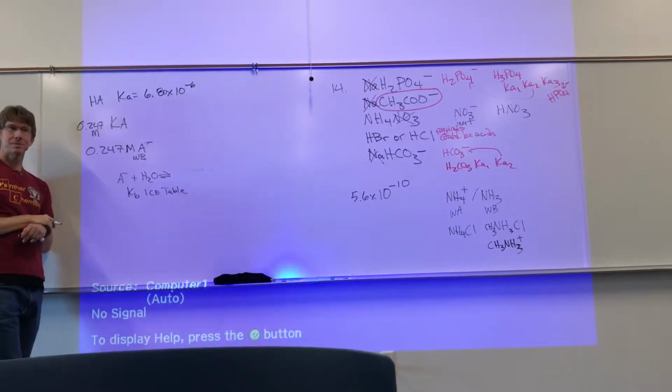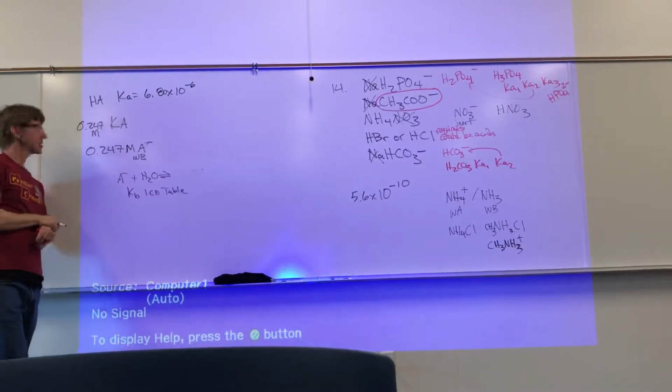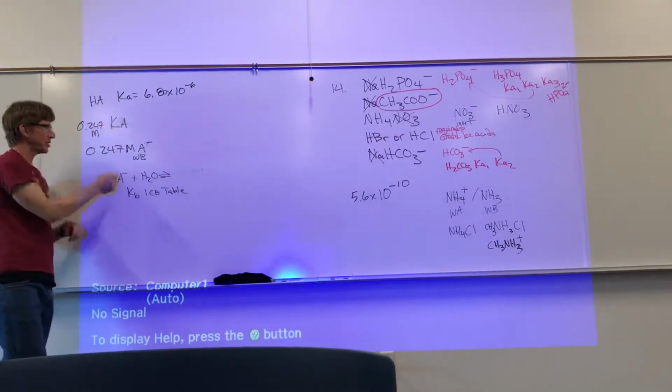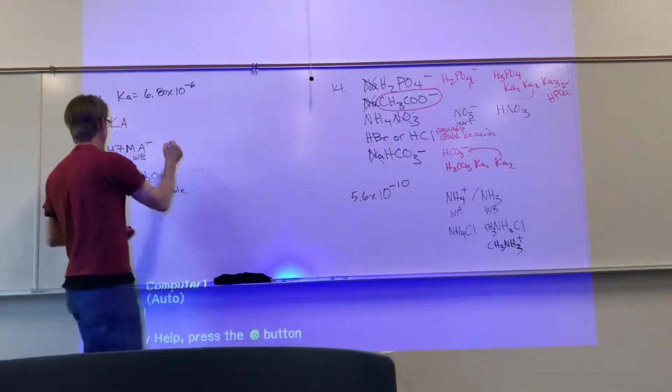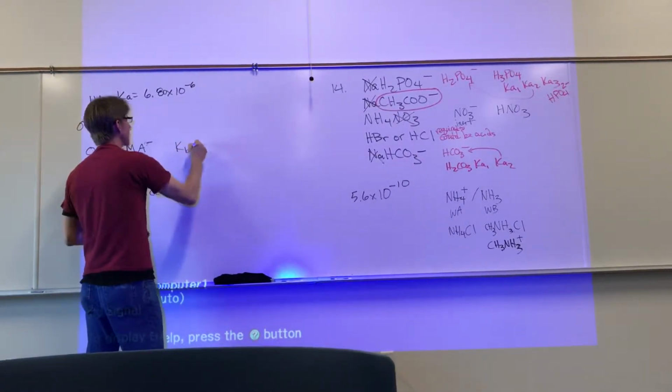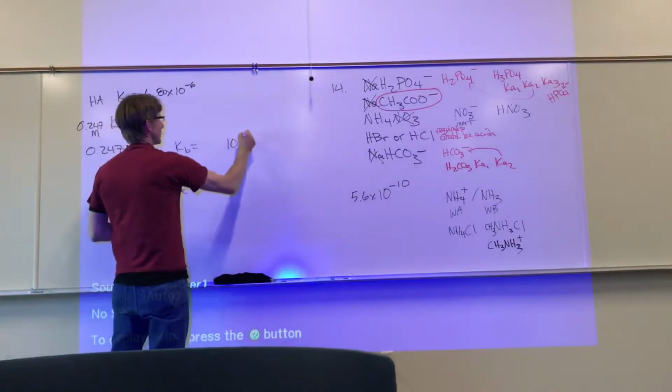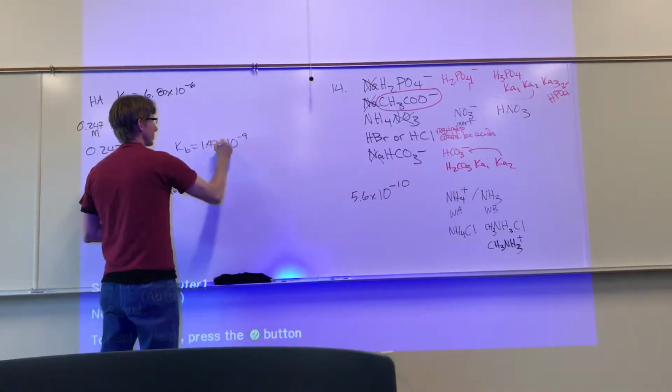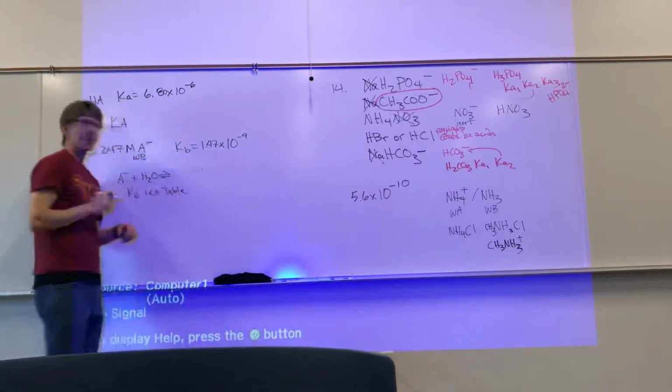Marissa? So in the notes, we did a similar problem. We found the Ka and the Kb first, and you told us to deal with the one that was the largest. So in this situation, the Ka was larger than the Kb. Good question. So Ka is bigger than Kb. Do you have a Kb value for this? 1.47 times 10 to the negative 9. Okay.